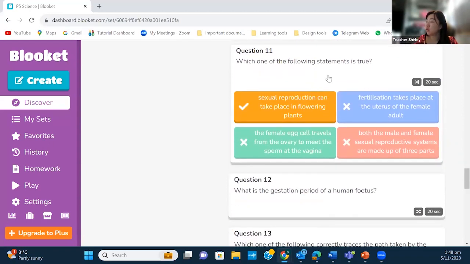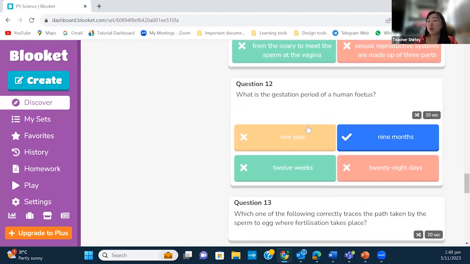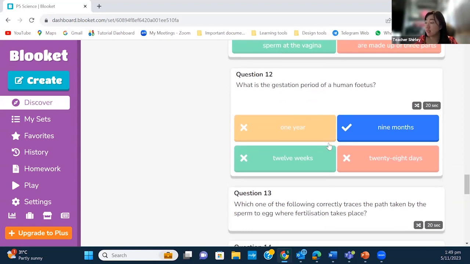Okay, which one is true? Sexual reproduction can take place in flowering plants. This is true. Gestation period, I think we all know, right? The fetus is usually in the mother's womb for 9 months.